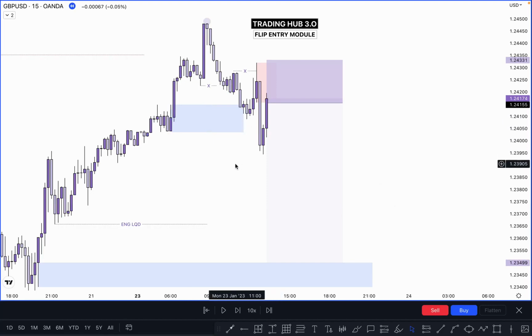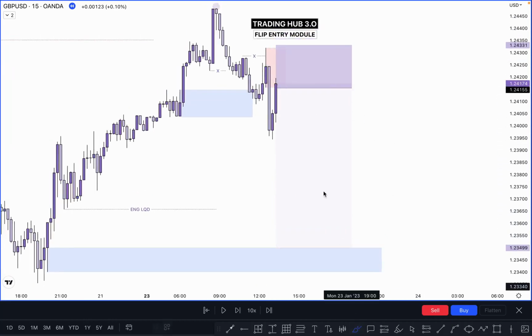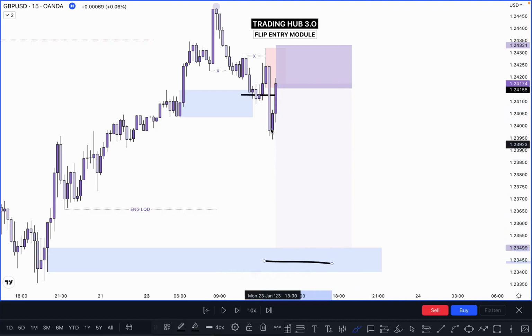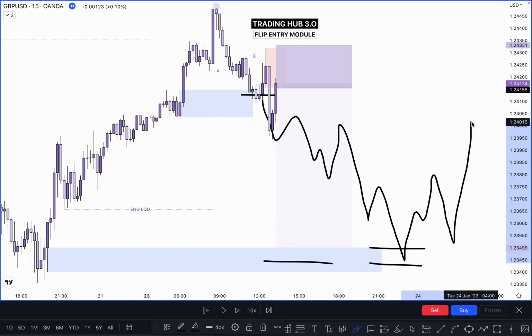When the market fails the first PY, then you have to wait for it to take out the extreme PY, and you can sell between this first PY and the next PY. You can sell here for the short term till this one. If the market gives any reversal confirmation here, then definitely you can buy here, choch and buy here.